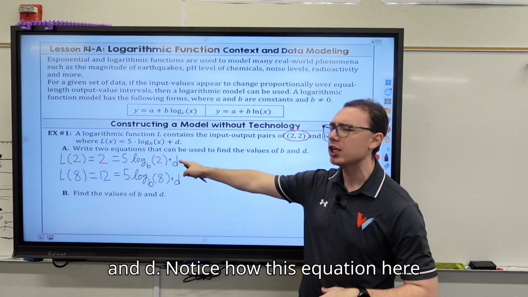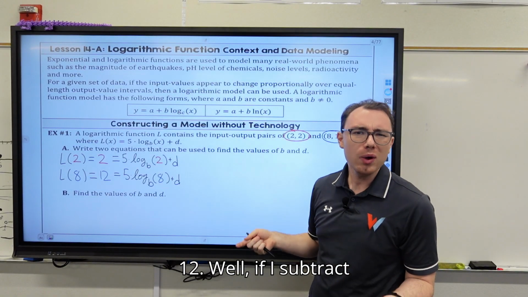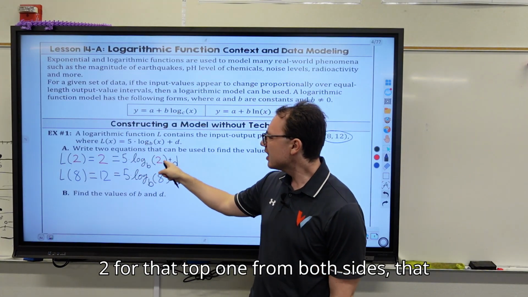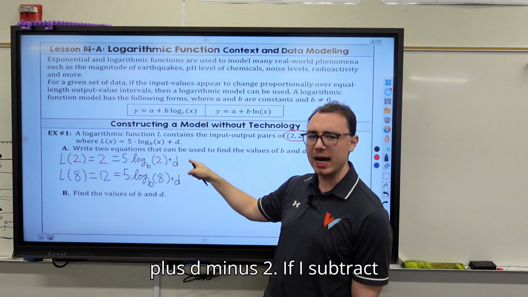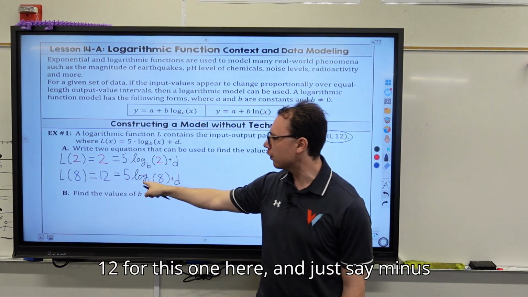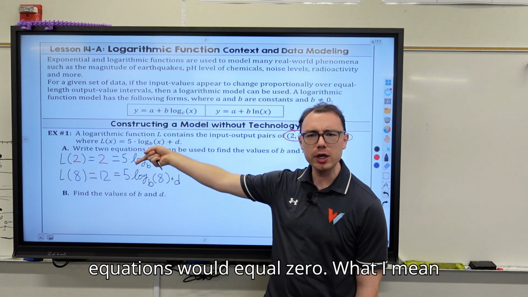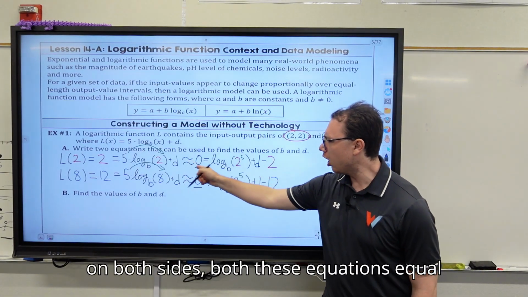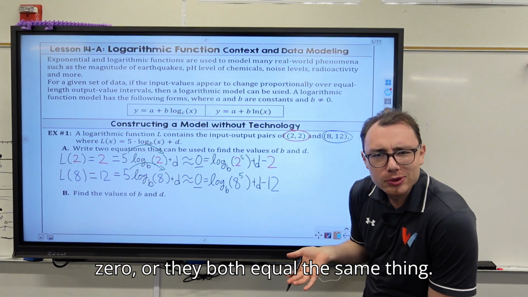Notice how this equation here equals 2, and this equation here equals 12. Well, if I subtract 2 from both sides of that top one, that equation would be 5 times log base b of 2 plus d minus 2. If I subtract 12 for this one here, it'd say minus 12 at the end of here. Then both of these equations would equal 0. What I mean to say is if I subtract that front number on both sides, both these equations equal 0, or they both equal the same thing.